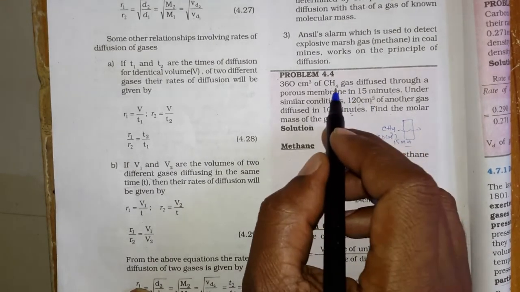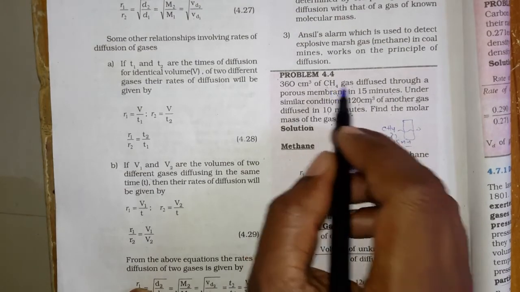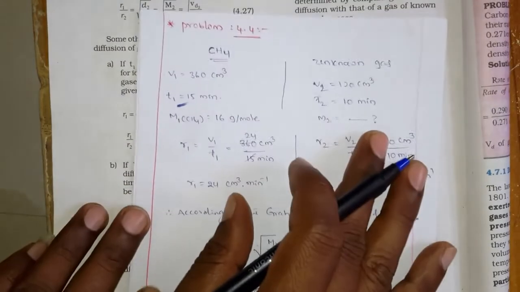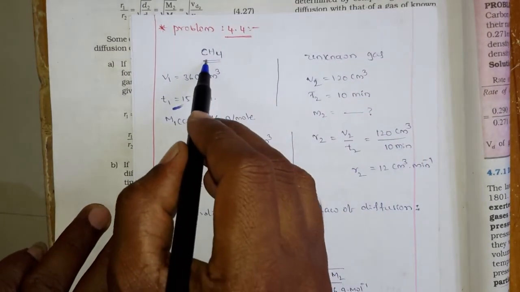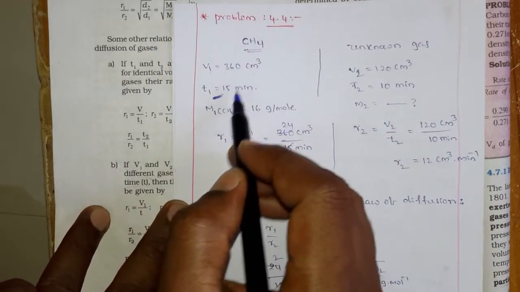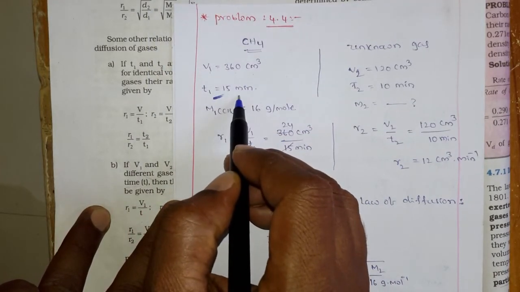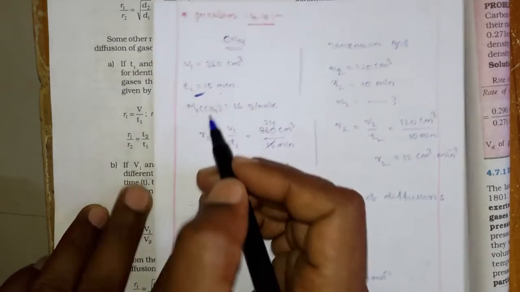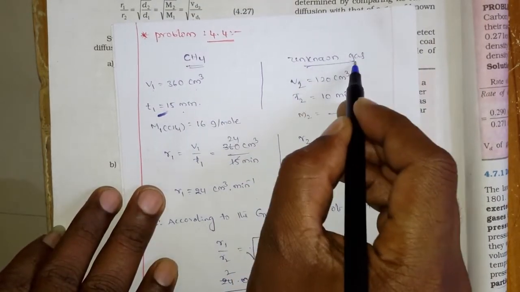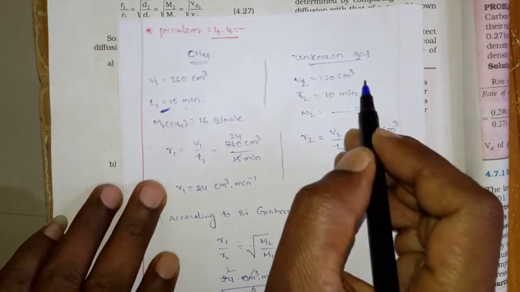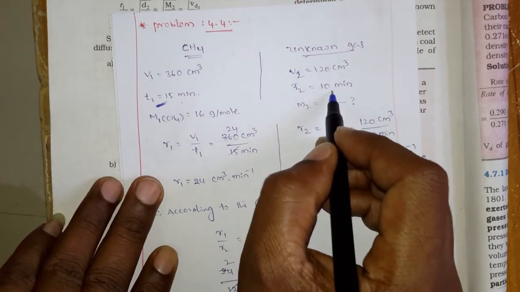Okay, so that means here you have two different gases. One is methane and another one is an unknown gas. Let us see here. First is the methane gas, and the volume is 360 centimeter cube, and the time it diffused is 15 minutes. Then the unknown gas: the volume taken is 120 centimeter cube, and the time it diffused is 10 minutes.